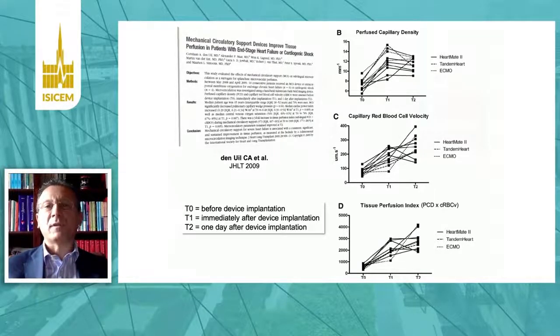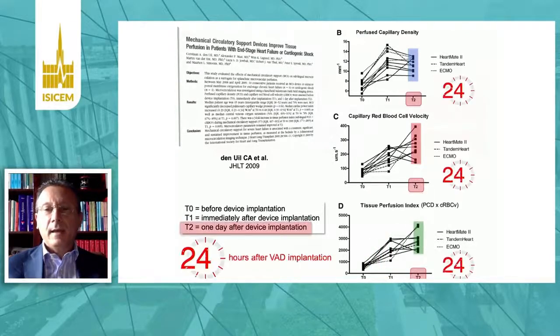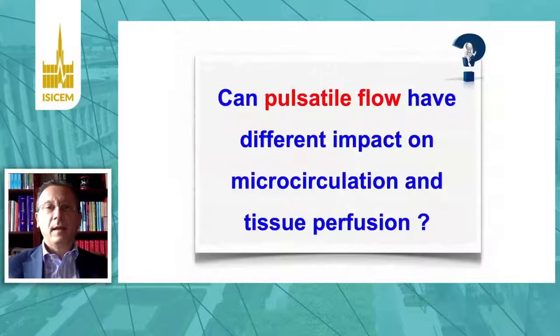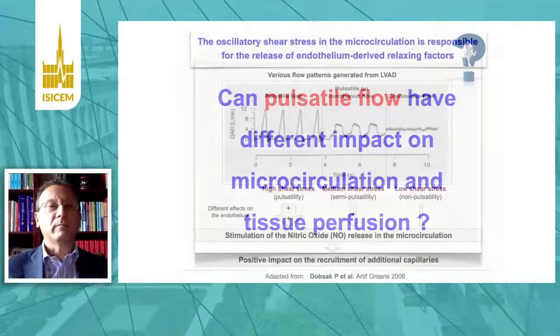And it was found that perfused capillary density, capillary red blood cell velocity, and tissue perfusion index improved immediately after device implantation, and they remained stable 1 day after device implantation. So the question is, can pulsatile flow have a different impact on microcirculation and tissue perfusion?